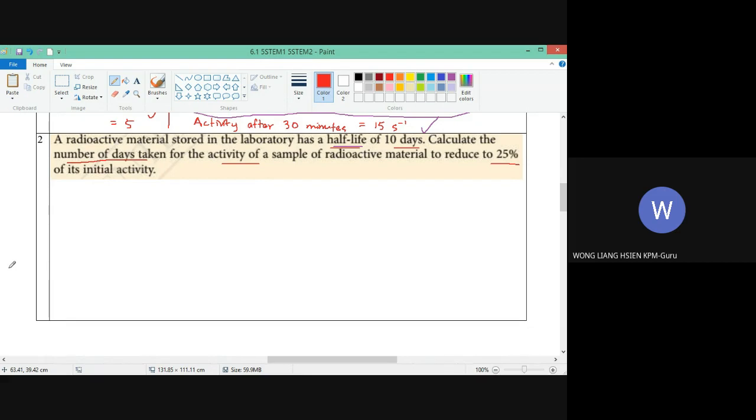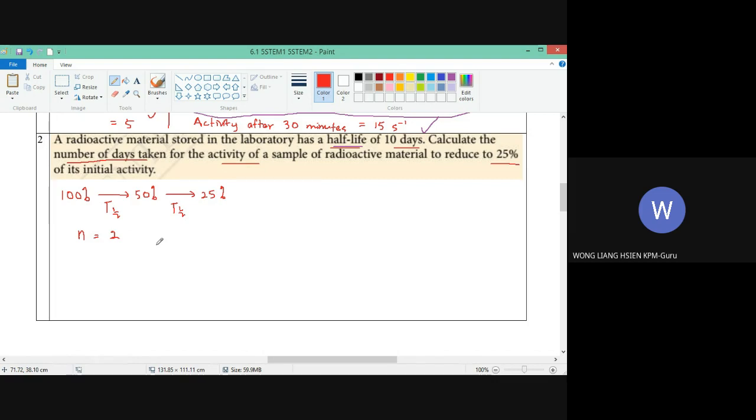For this one, it's actually easier if you do it manually. We want to know how many half-lives have passed to reduce to 25%. The beginning is 100%. After 1 half-life, it reduces to 50%. After another half-life, it reduces to 25%. So that means the number of half-lives is 2. It's easier to do manually instead of using the equation.